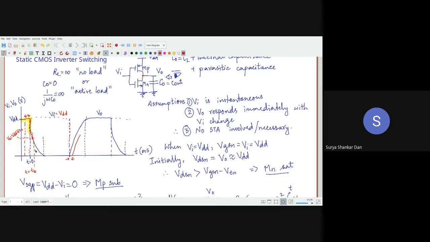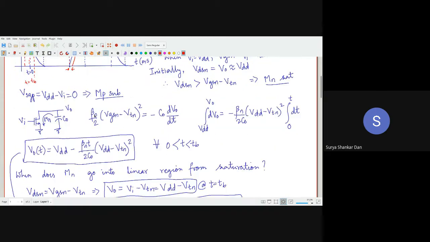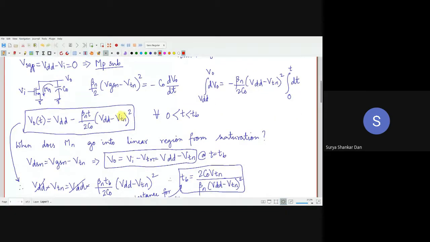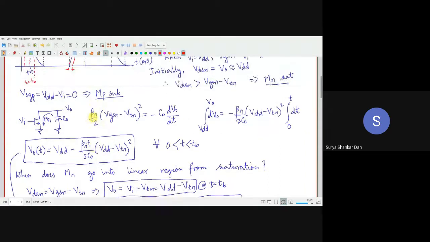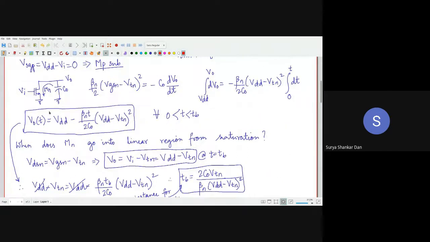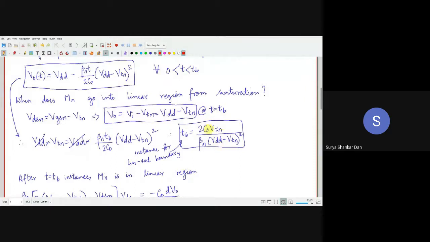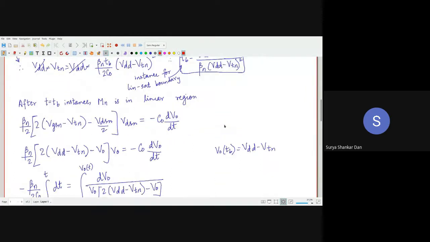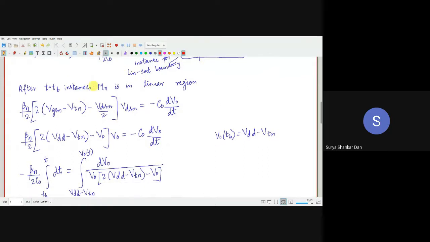Okay. So now what we understand is, we have obtained the value of the output voltage as a function of time t in the saturation region. This yellow part we have seen. We have also found the value of TB. Then after TB, this is the part which is our class today. After the linear saturation boundary instance, the N MOSFET comes in the linear region.